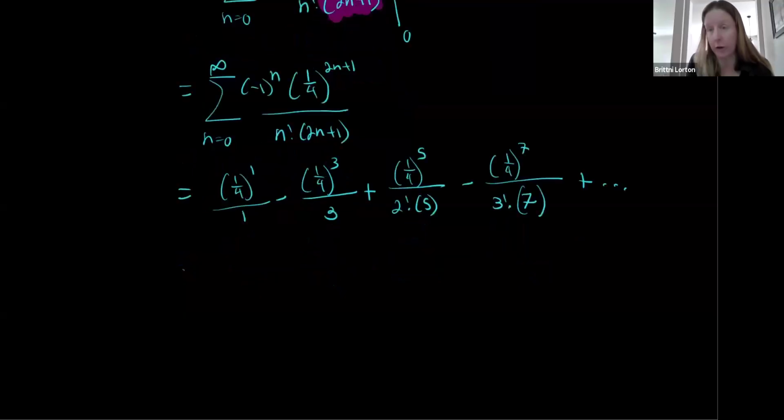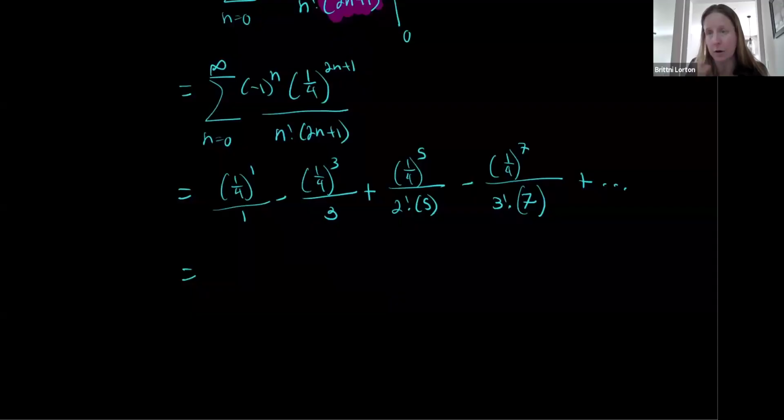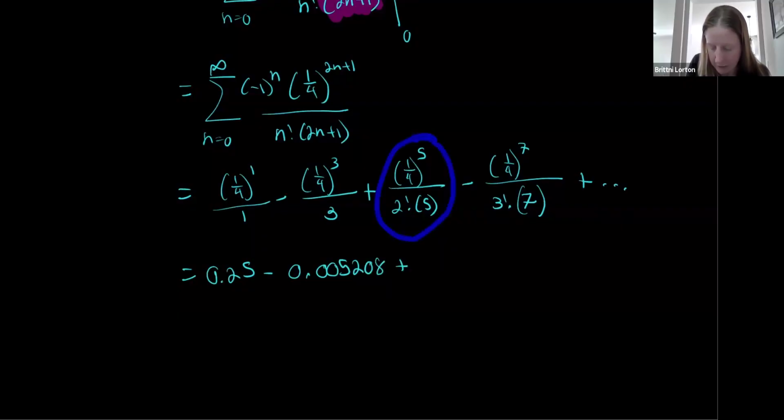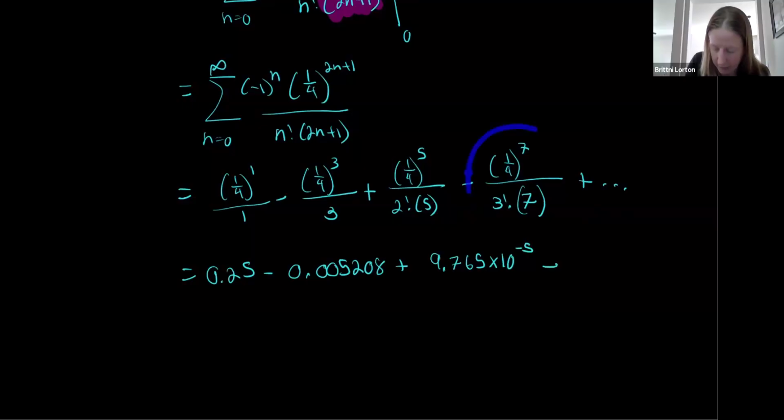But let me do that with my calculator. Actually, let me start plugging that in. I'm going to use decimals. You can use fractions if you prefer. I'm just going to choose decimals. I ended up with 0.25 minus 0.005208, plus, and then this one was a little bit tricky to plug into my calculator, so be patient with yourself. When I typed it in, I got 9.765 times 10 to the negative 5. And then minus the same thing for this one. When I typed this one into my calculator, I got 1.45 times 10 to the negative 6. And then I just ran out of space, so I stopped typing that into my calculator, but that's what I got.